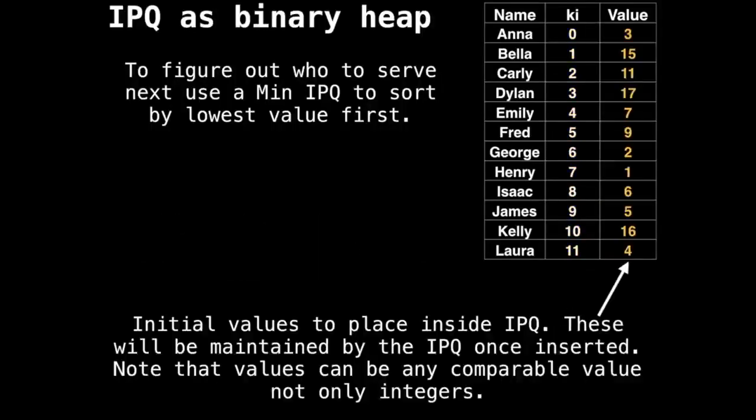Then I'm going to give each person an initial value to place inside the index priority queue. These values will be maintained by the index priority queue once inserted. Note that the values can be any comparable value you want, not only integers as shown here. This means we can have strings, objects, or whatever type of data we want.